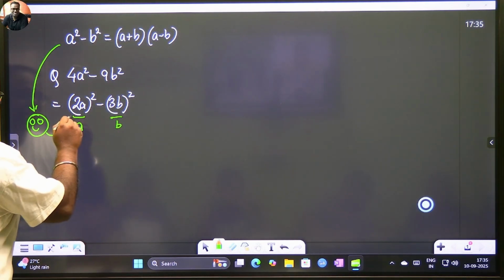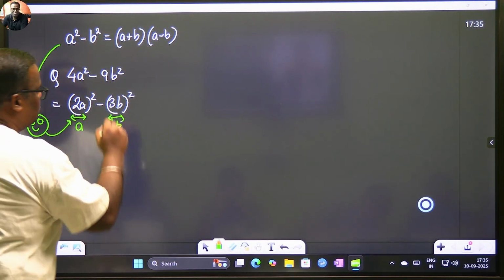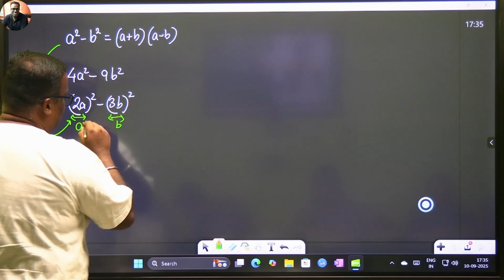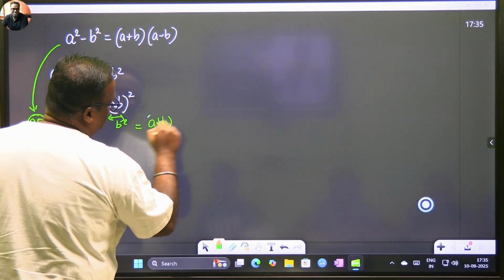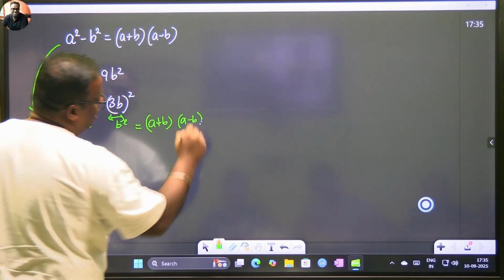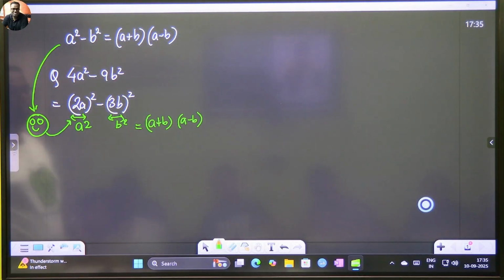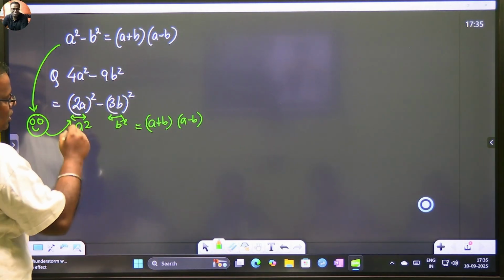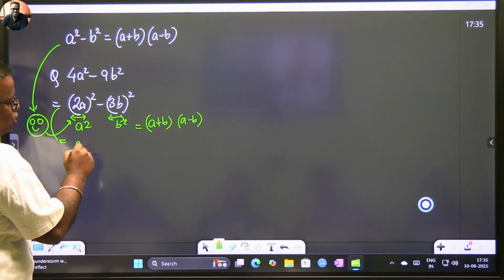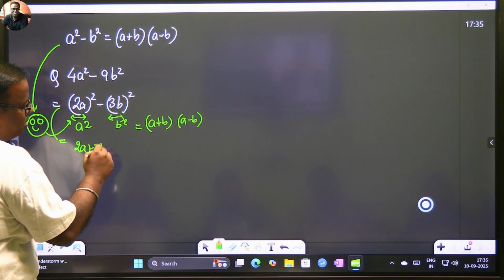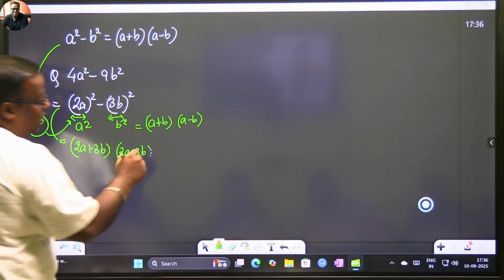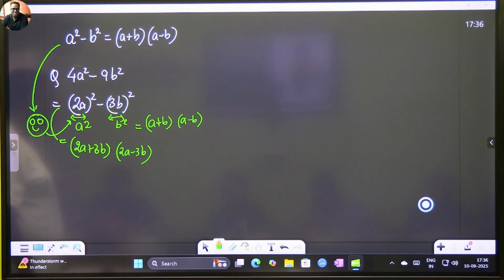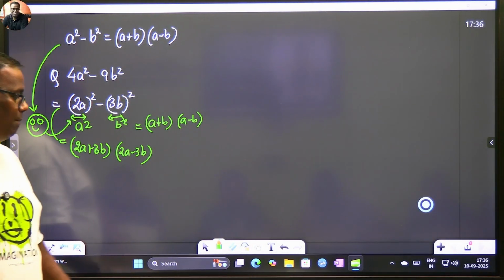As per the formula, if I have a square minus b square, it should be a plus b into a minus b. Have you understood? So I go further from this step. It comes 2a plus 3b, 2a minus 3b. My problem ends here. Understood? A square minus b square.